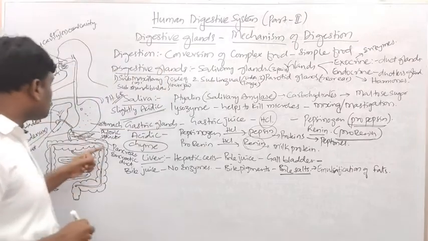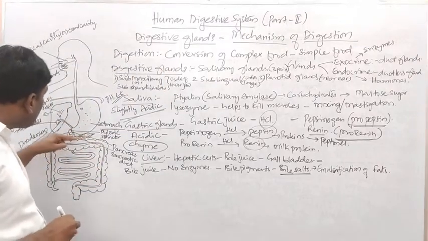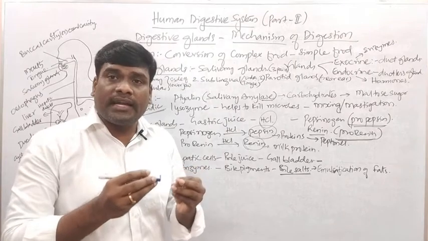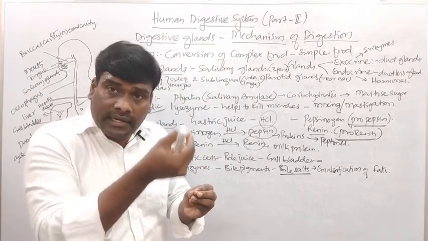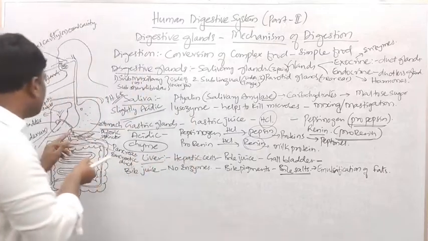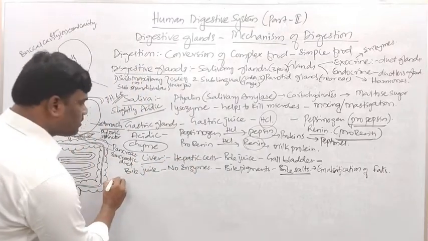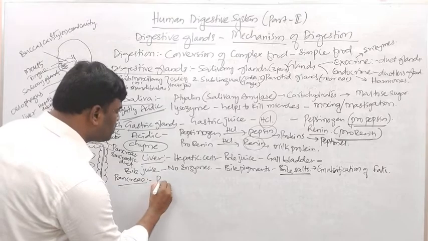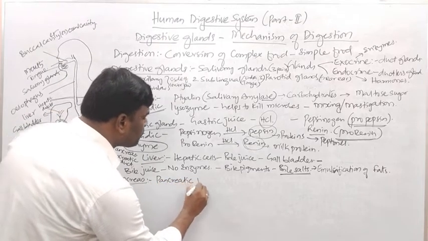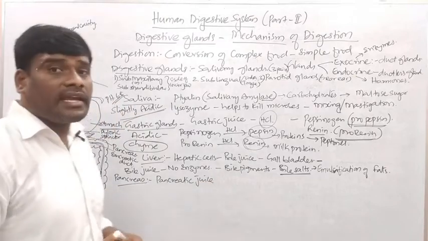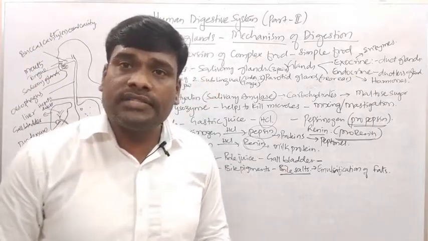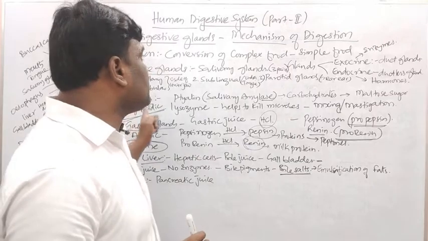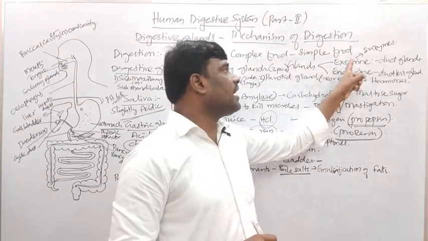And the pancreas is also there now. This pancreas secretes pancreatic juice, and this pancreatic juice, with the help of the pancreatic duct, opens into the duodenum. The pancreas is exocrine in function as well as endocrine in function, both. We have already studied this in the beginning of the lesson, children. What is an exocrine gland and an endocrine gland?